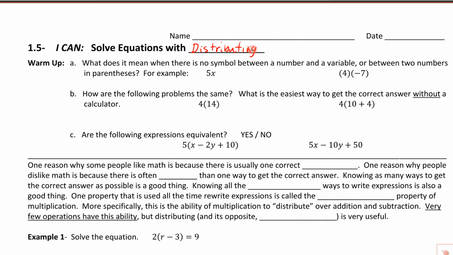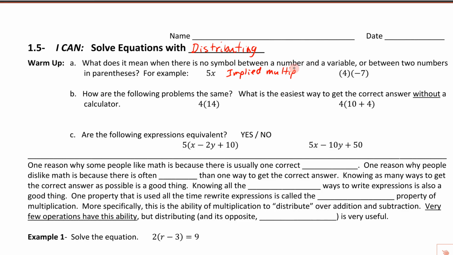And here's the warm-up. The question is, what does it mean when there's no symbol between a number and a variable, or between two numbers in parentheses, or two expressions in parentheses for that matter? So if we had a 5 and then an x right next to it, or we had a 4 and a -7 right next to it, what does that mean? Well, that means multiplication. In fact, specifically, we call this implied multiplication.